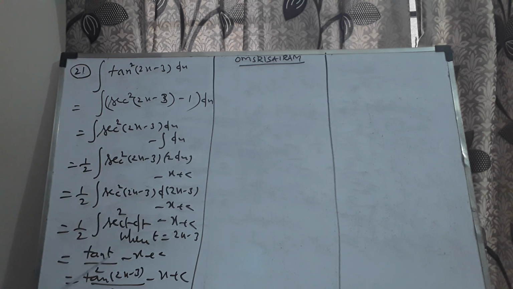Integral secant square t dt is tan t. Tan t by 2 minus x plus c. Therefore, tan of 2x minus 3 by 2 minus x plus c is the final answer. That will be the final answer. I think it is clear.